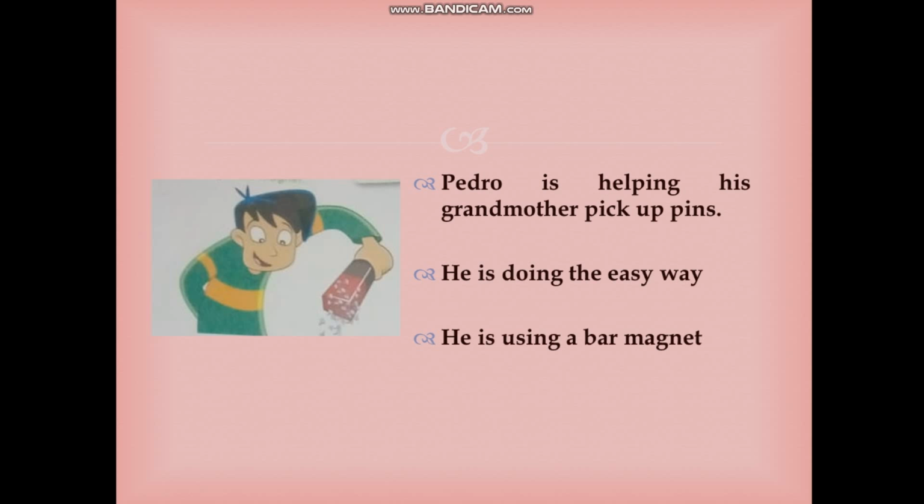Look at this picture. Pedro is helping his grandmother pick up pins on the floor. He is doing it the easy way. He is using a bar magnet. It's really easier for him to take all the pins using a magnet rather than picking the pins one by one. It's really wasting his time.